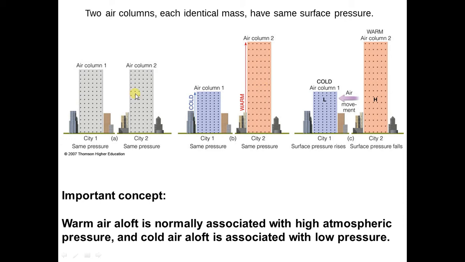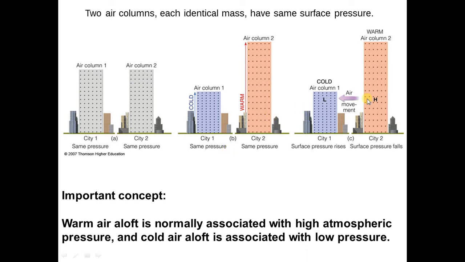Now, City 2, which, remember, initially City 1 and City 2 have the same pressure, therefore the same number of molecules in those fixed width columns, warms. It warms up, therefore the molecules now have greater average speeds, and the molecules expand vertically. And so the air column, as you see, rises vertically. It expands vertically. Again, because air is not allowed to move in or out of the columns, the pressure remains the same. Even though they're different sizes, there's still the same number of molecules in each, and therefore the same pressure.